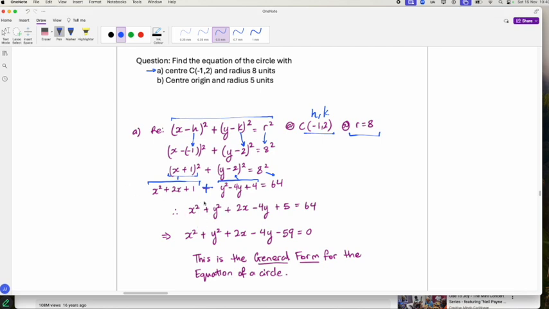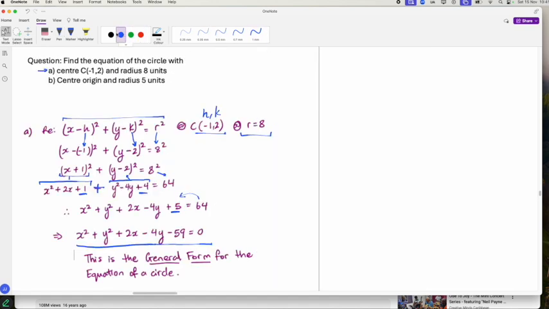So the powers, you always want the largest first. So I have x squared plus y squared, those are the powers of 2, and then the powers of 1, 2x minus 4y, plus 5, because 4 and 1 is 5. Throw across this 64, and I'll get x squared plus y squared plus 2x minus 4y minus 59 is equal to 0. This is the general form for the equation of a circle.